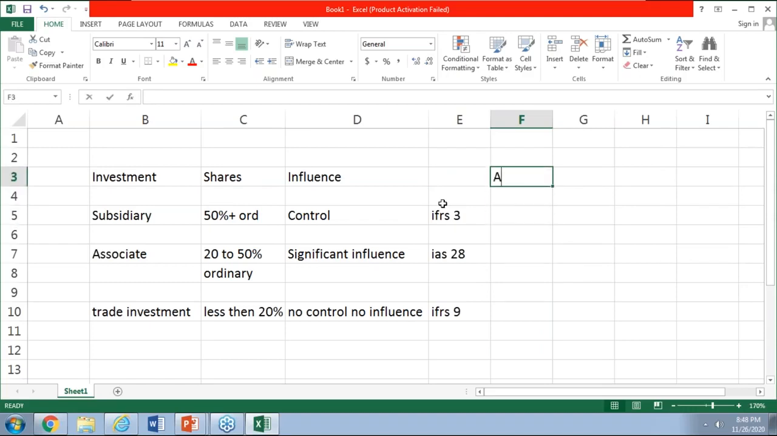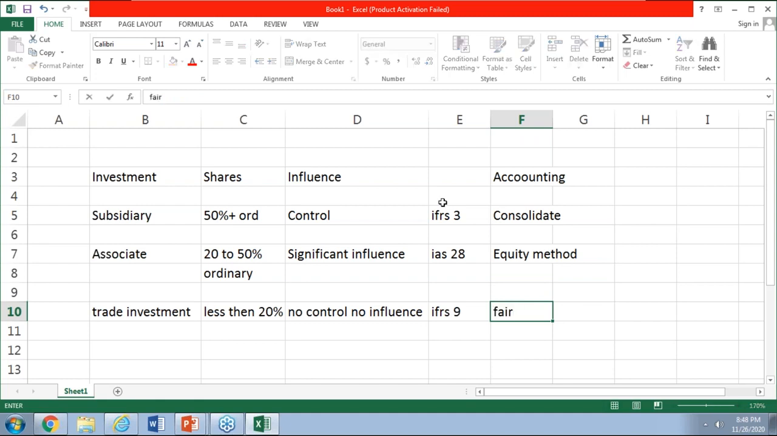Now, what will be the accounting for this? We consolidate the subsidiary company. We deal under the equity method with all the associates, and we use the fair value method, which could be fair value through P&L or fair value through OCI, for trade investments. So the examiner can ask you a question from this table. What will be the treatment of trade investments, associate or subsidiary? How does it become a subsidiary, associate or trade investment?